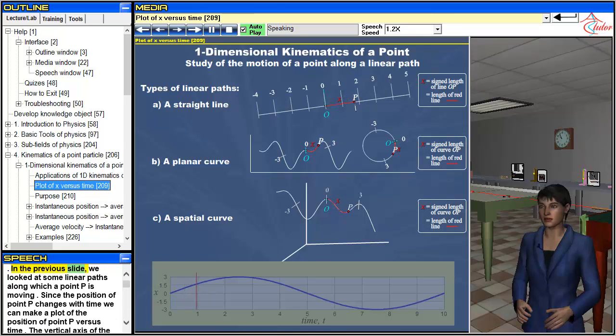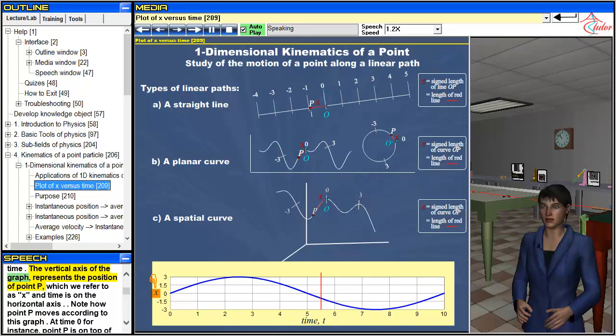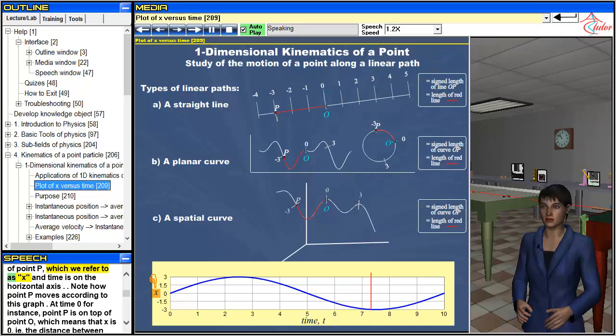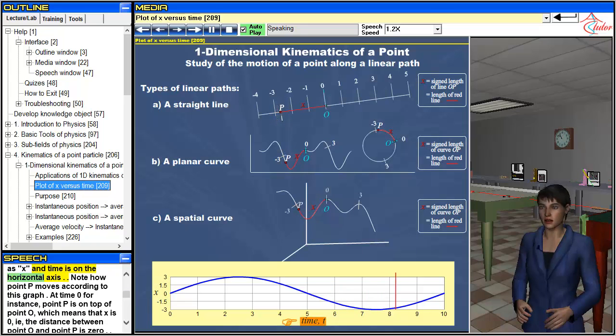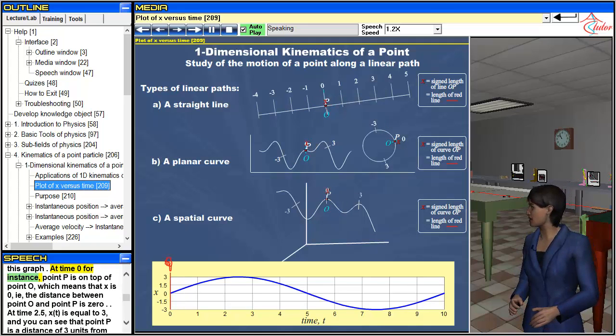In the previous slide, we looked at some linear paths along which a point P is moving. Since the position of point P changes with time, we can make a plot of the position of point P versus time. The vertical axis of the graph represents the position of point P, which we refer to as x. And time is on the horizontal axis. Note how point P moves according to this graph. At time 0, for instance, point P is on top of point O, which means that x is 0, i.e., the distance between point O and point P is 0.